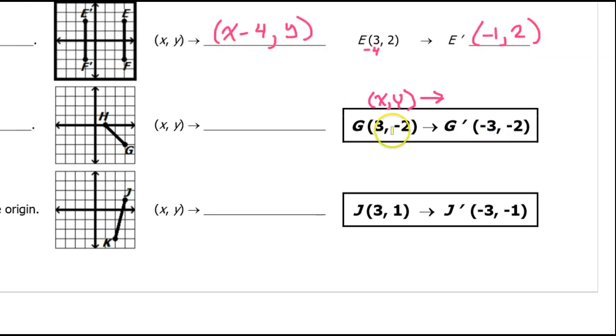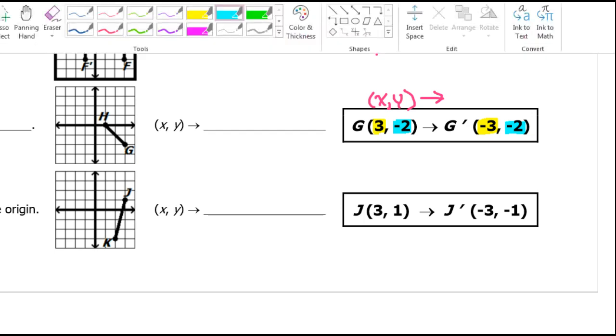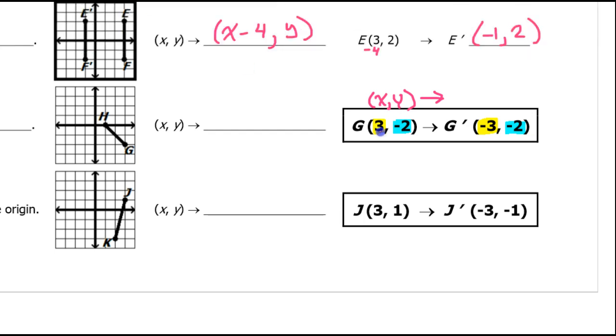So let's track the x's. All right, see the 3? Obviously, that 3 ended up being this -3. So those are corresponding to each other. I see a -2 right here, and then I see a -2 over here. So these are going to be corresponding. Okay, so the 3 became -3. The x value became the opposite of x. So as far as the rule goes, I'm going to have the opposite of x.